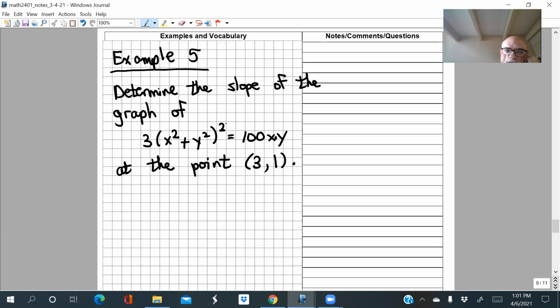Anybody have a suggestion of where we would start differentiating that? What does it look like you're gonna do there? Bring the exponent 2 down. Yeah, right. And that's the first thing that I would think about, right, Donna, is looks like the power rule is going to be involved here, correct? So bring the 2 down. So you would have 2 times 3 times x squared plus y squared. And then all that's left of your exponent is 1.